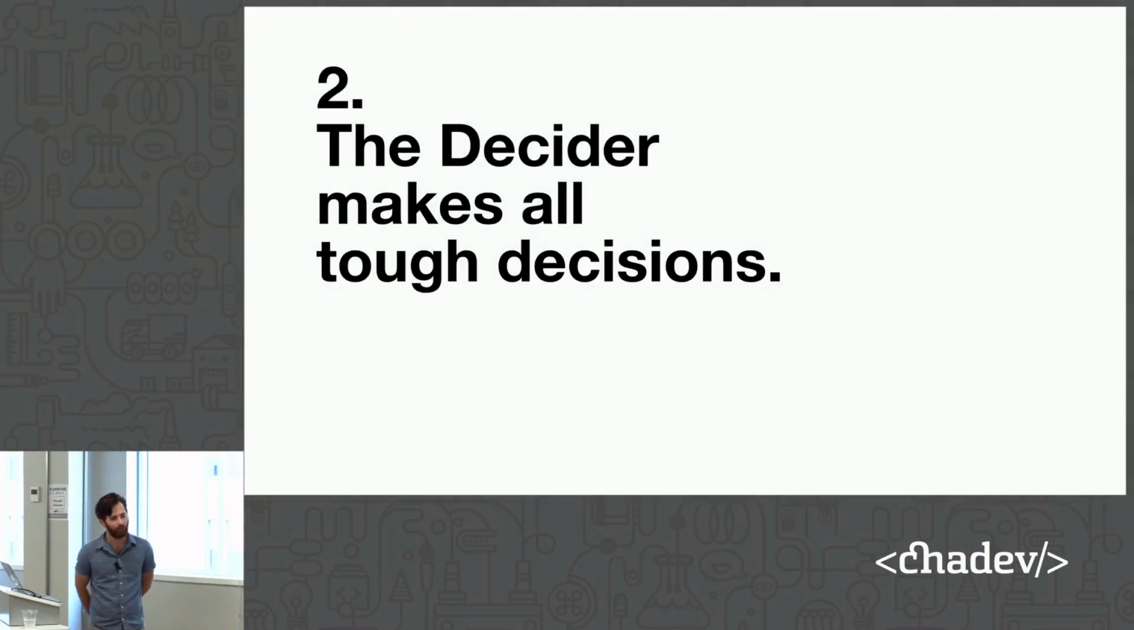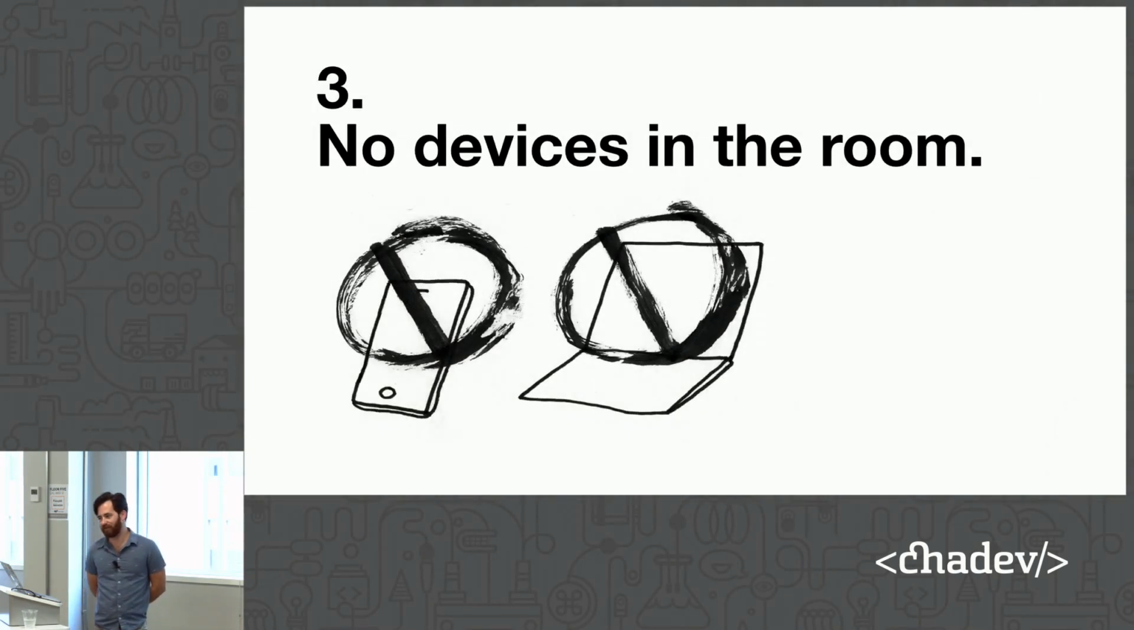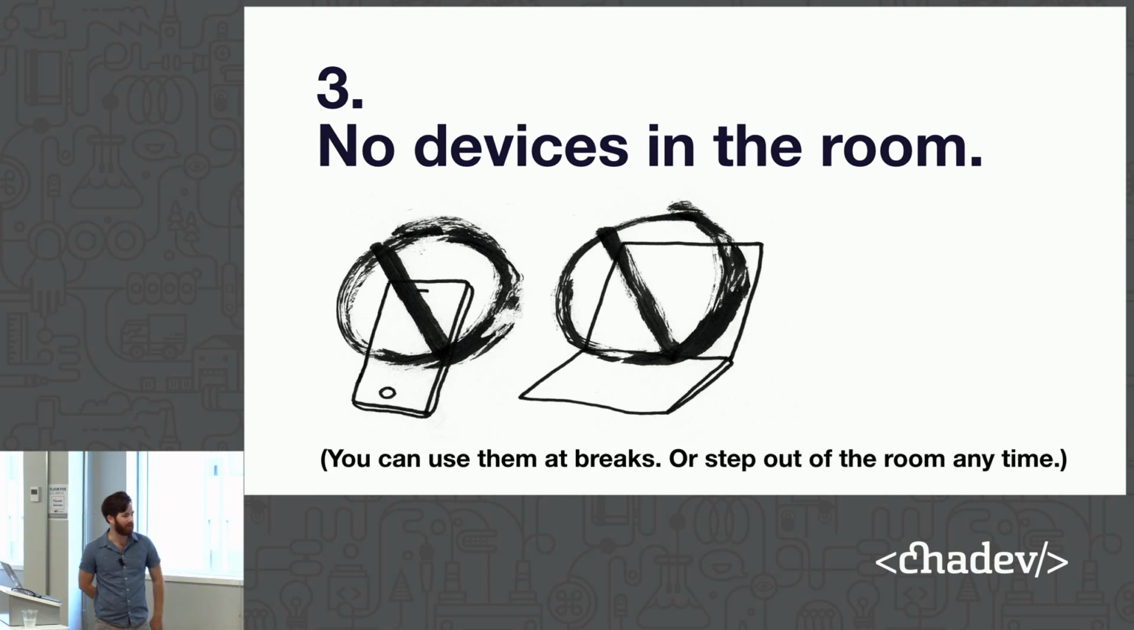The second rule is that the decider is going to make all the tough decisions. Anytime things start to devolve into endless debate, the facilitator is going to say, okay, let's hold off on this discussion, let's let the decider decide, and push things along that way, because you're always having to keep an eye on the clock, because there's just not enough time. The other big one is that there are no devices in the room, and this is the one that people don't like very much. So they're left at the door. If you need to use them, you can do so at breaks, or just step out of the room at any time. So yeah, that's it. It's pretty basic. No other rules than that.